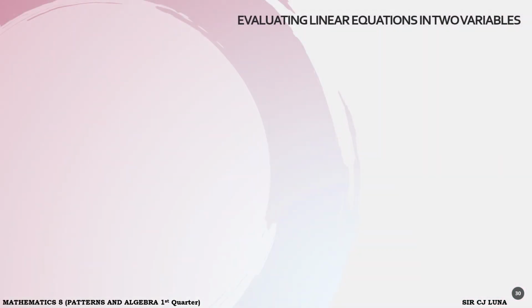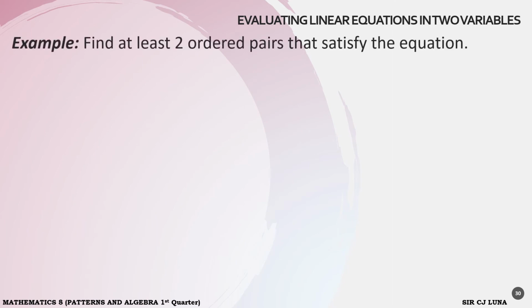Evaluating linear equations in two variables. A linear equation in two variables has many sets of ordered pairs that satisfy the equation. This time, we will find possible values of x and y that will satisfy our equations. For example, find at least two ordered pairs that satisfy the equation 3x plus 4y equals 12.